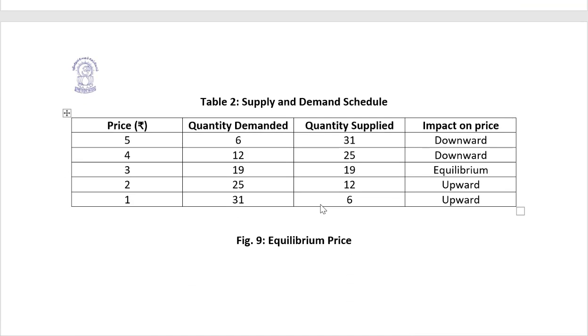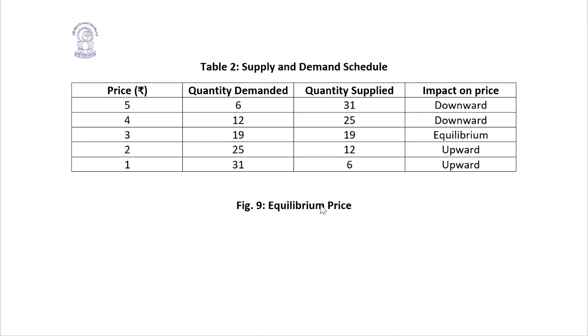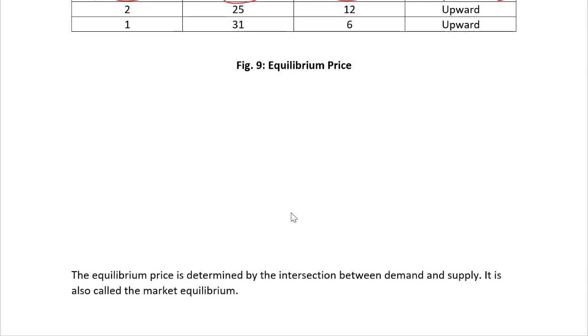Just see this supply and demand schedule. This is the price: 5, 4, 3, 2, 1. Quantity demanded: 6, 12, 19, 25 and 31. This is quantity supplied. This is the equilibrium price. I hope you understood the equilibrium price.